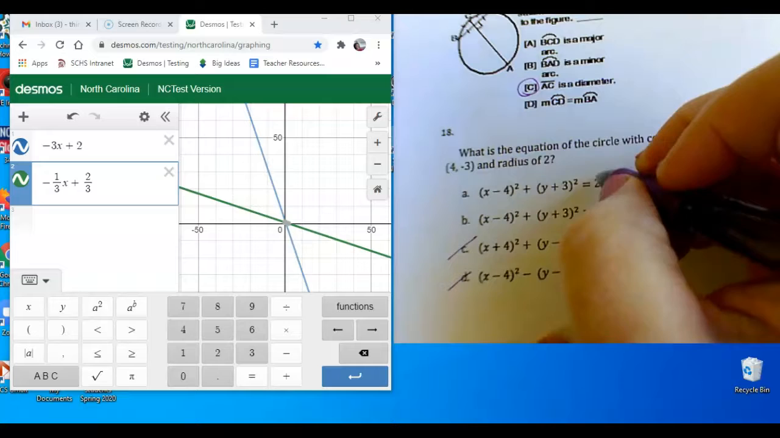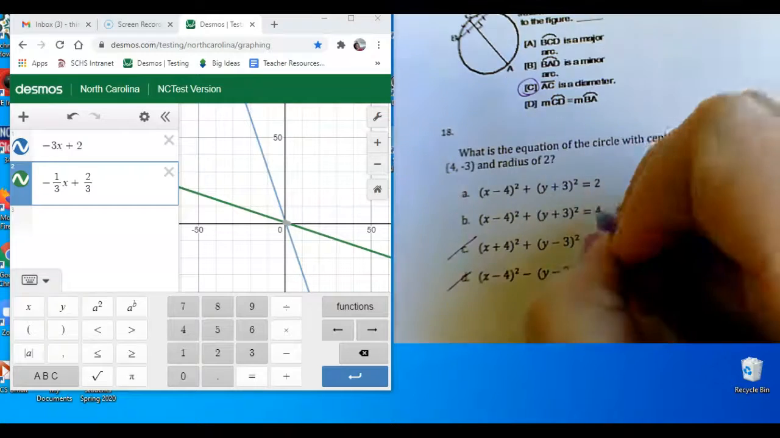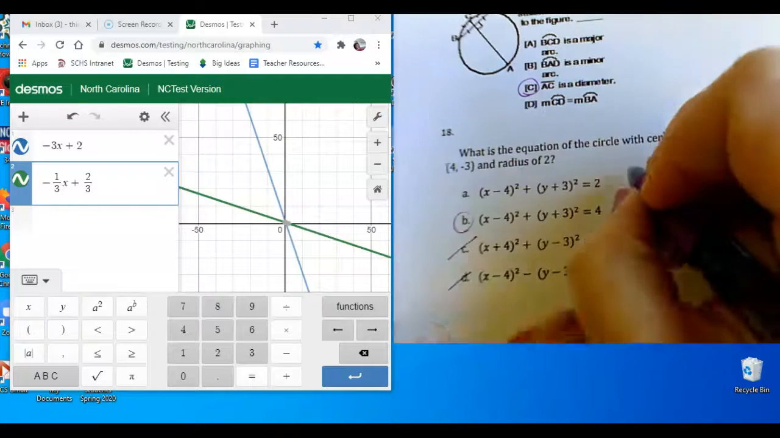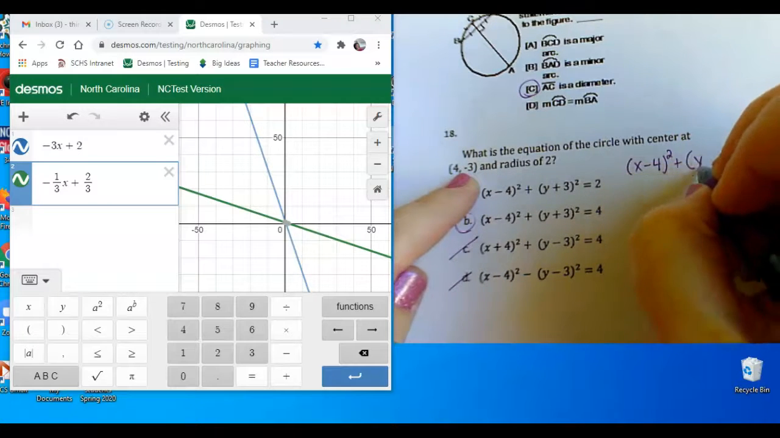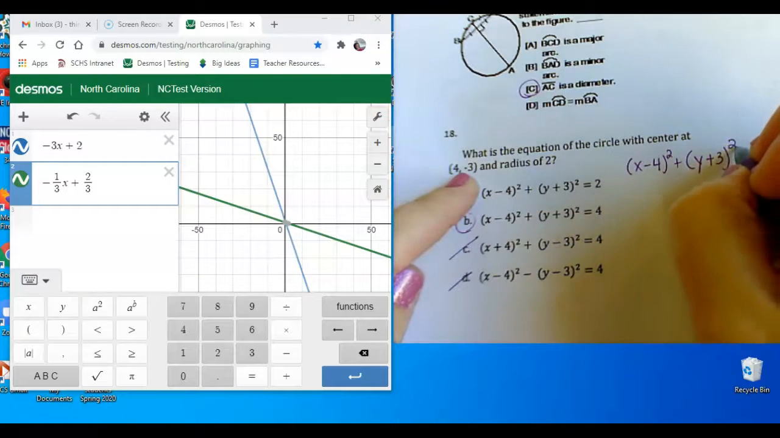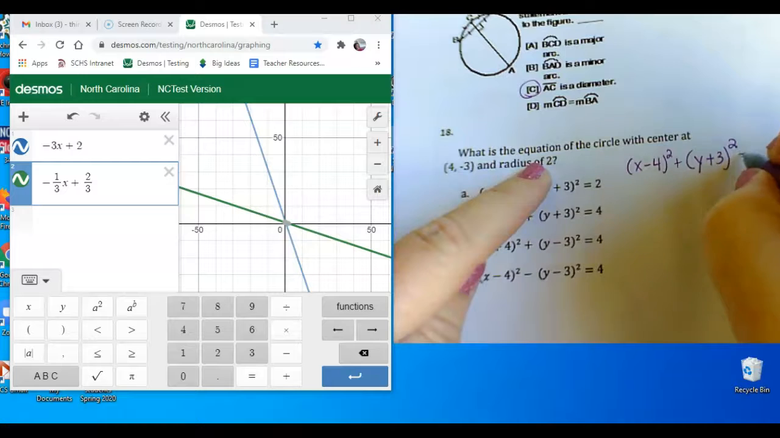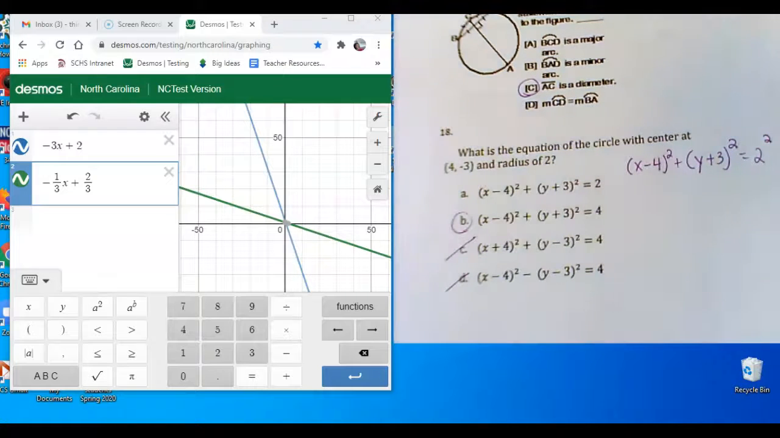You have to square the 2. 2 squared is 4, so it must be B. So you change the 4 to a negative. You change the 3 to a positive, and then you square the 2, and 2 squared is 4.